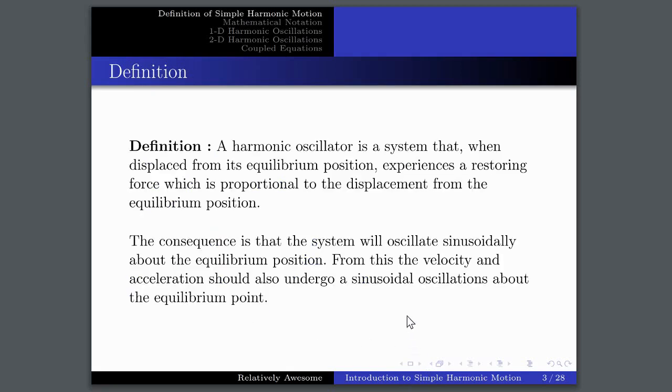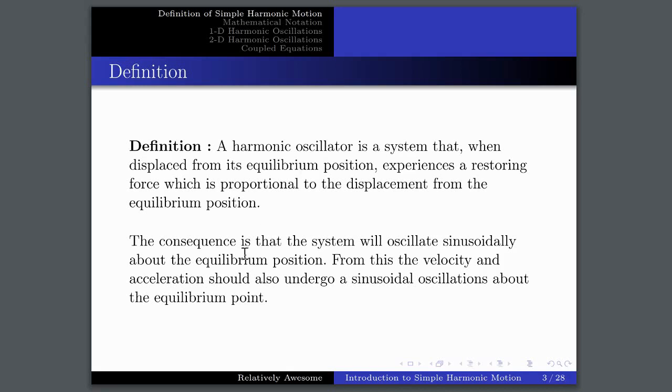First, let us define the simple harmonic oscillator. A harmonic oscillator is a system that, when displaced from its equilibrium position, experiences a restoring force which is proportional to the displacement from the equilibrium position. So basically, if we have some particle displaced by some distance x from its equilibrium position, then the force will act in the opposite direction and have some proportionality constant.